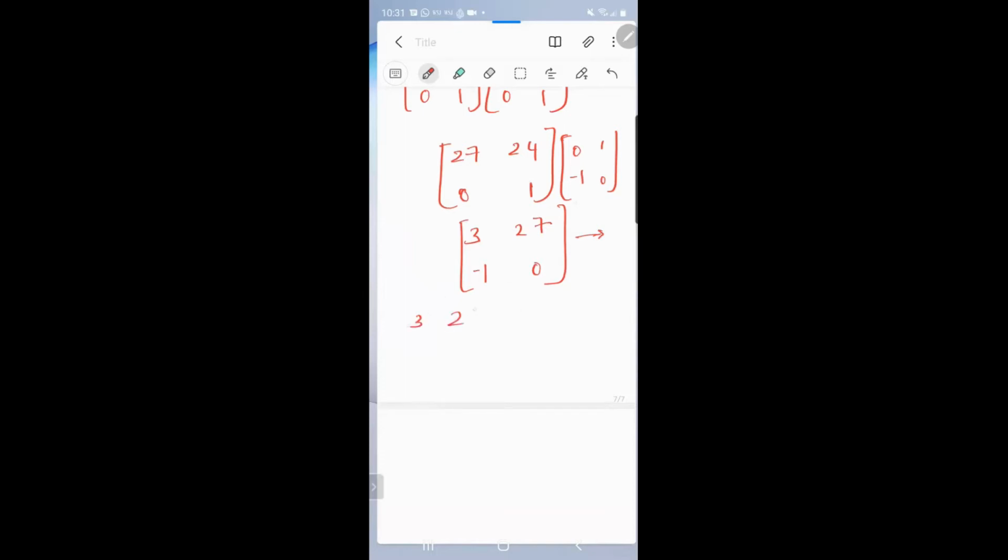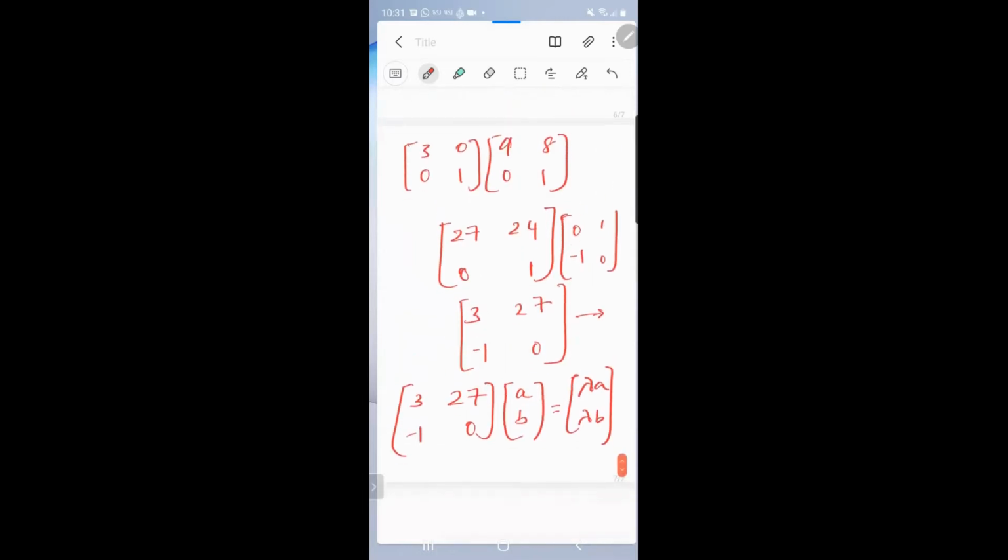Basically, my claim is, I have this matrix 3, 27, minus 1, 0, and I have a vector, let's say a, b. What I'm saying is this vector's position only changed. How did you get 327? Matrix multiplication, Vidyut. You can try it on your computer or by hand. I multiplied the first matrix with the second matrix with the third matrix. These were the three matrices, right?